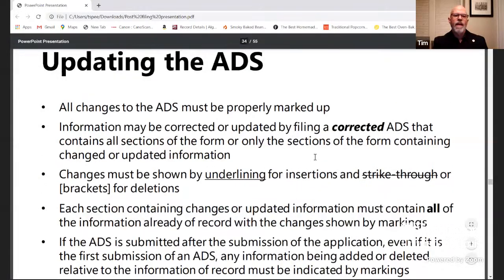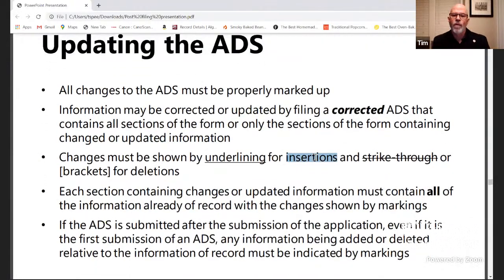So, updating the ADS, again, there are very specific requirements for the way in which you change the application data sheet. What you do is you provide a marked up copy, and there's a specific way that you do this. You file a corrected ADS, and it shows here, changes must be shown by underlining insertions and strike through or brackets for deletions. So if you're adding inventors, changing the title, or changing your claims for priority, you do them in this way.